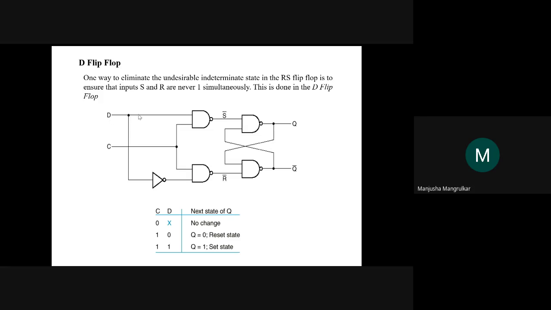Only one input, but when it is 0, it goes here. When it is 0 it is here, when it is 1 it is here, just reverse. So when D is 0, it is a reset. Reset means Q is always 0 and stable, right? And when D is 1, Q is 1, right? It is a set. So whatever the input of D, that will be the output of your Q. If D is 0, Q is also 0, and it is a reset condition. When D is 1, Q is 1, it is a set condition, right?